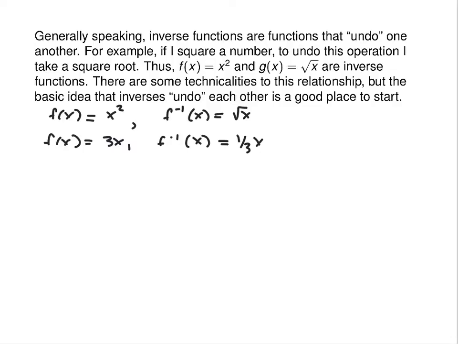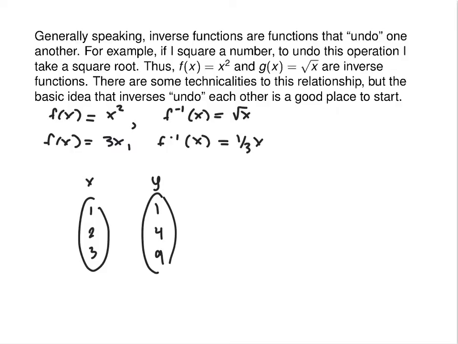When I first give this example in an Algebra 1 or Algebra 2 class, I begin with a potato picture. I say, here's my x's, and they're 1, 2, and 3. And they go to my y's that are 1, 4, and 9. Just make it an obvious pattern. So 1 goes to 1, 2 goes to 4, 3 goes to 9. That's the function f.